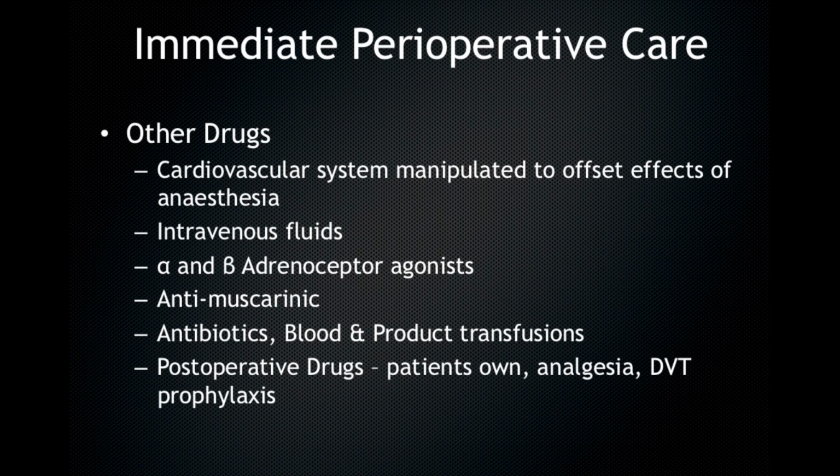There are lots of other things that we do around the time of surgery. Anaesthesia often induces hypotension, so we often have to give cardiovascularly acting drugs to offset or counteract the effects of the anaesthesia. These can comprise fluids, alpha, vasoconstricting, or beta, adrenoceptor agonists, and anti-muscarinic cholinergic drugs to increase the heart rate. We often give antibiotics to reduce infection, and we may need to give blood and blood product transfusions.